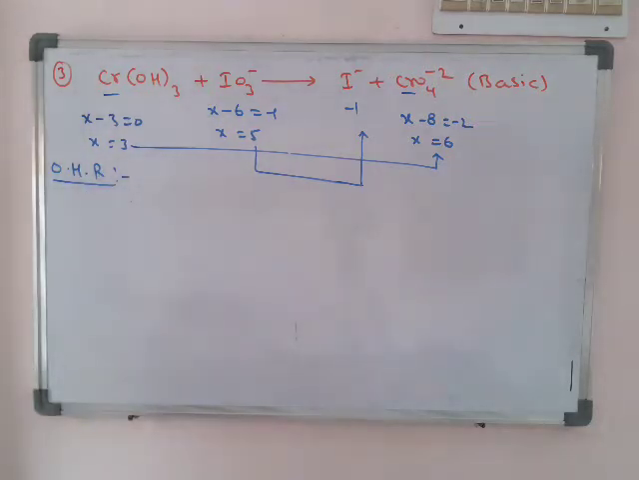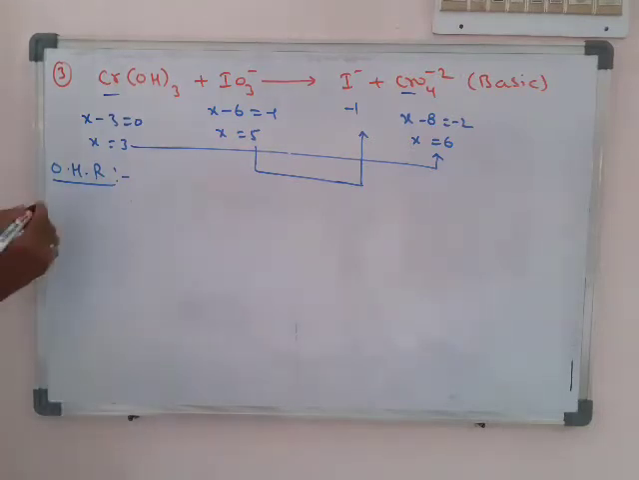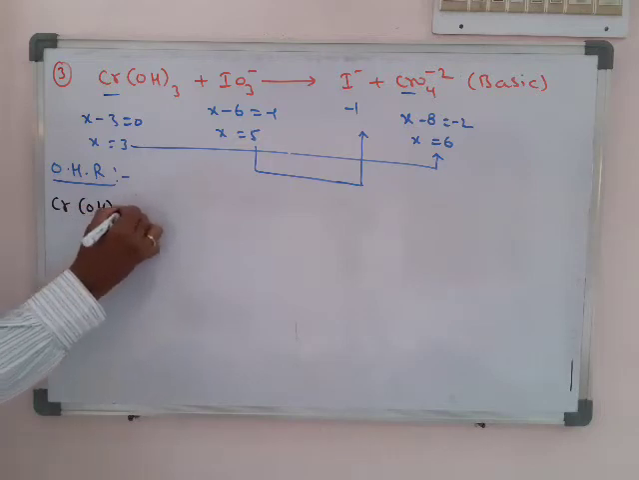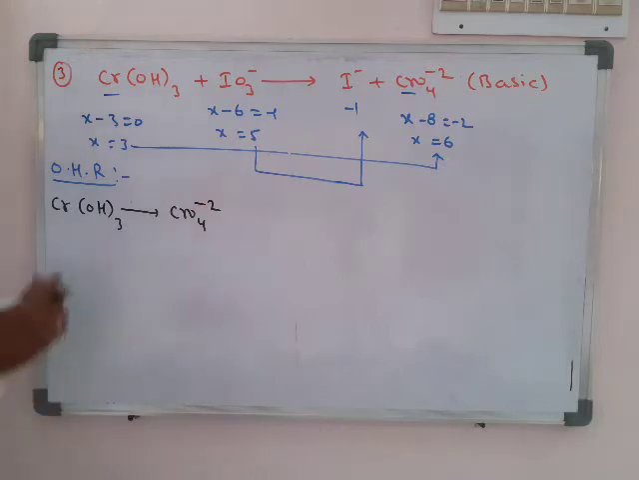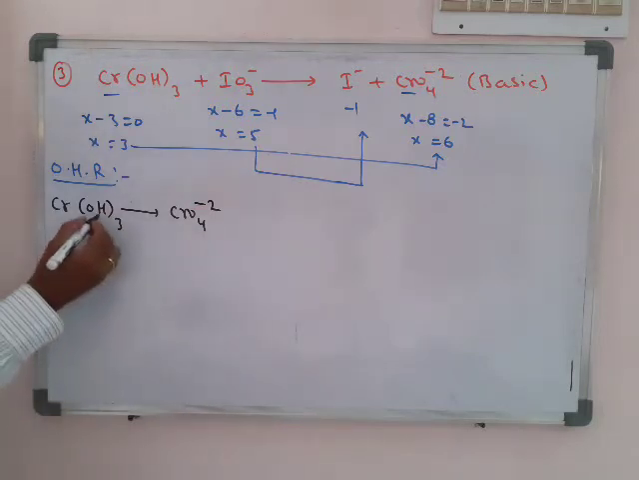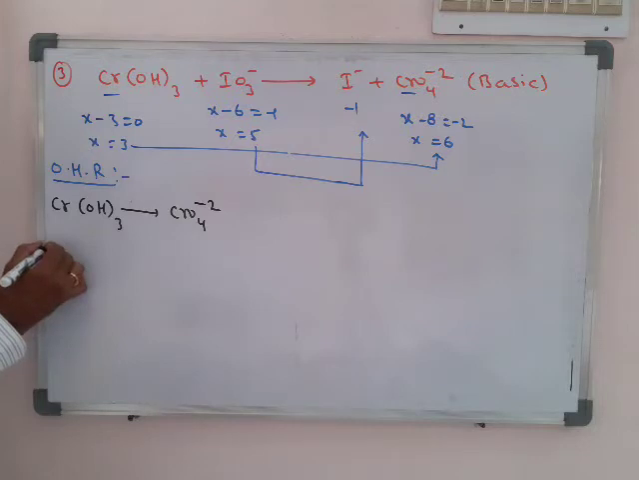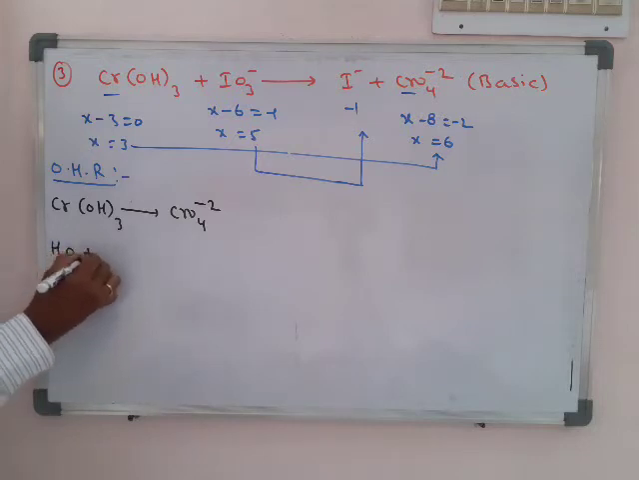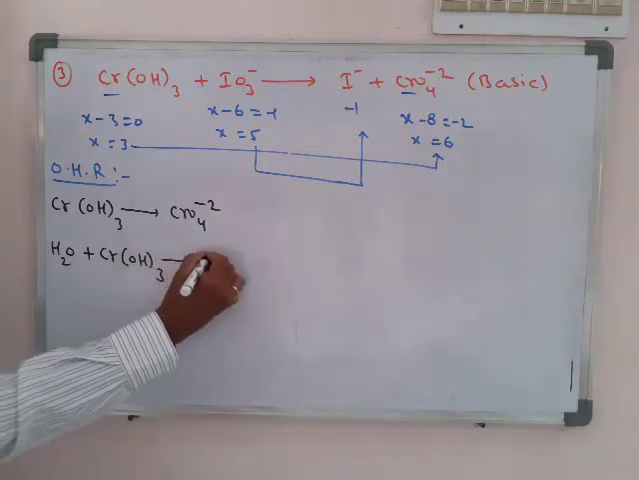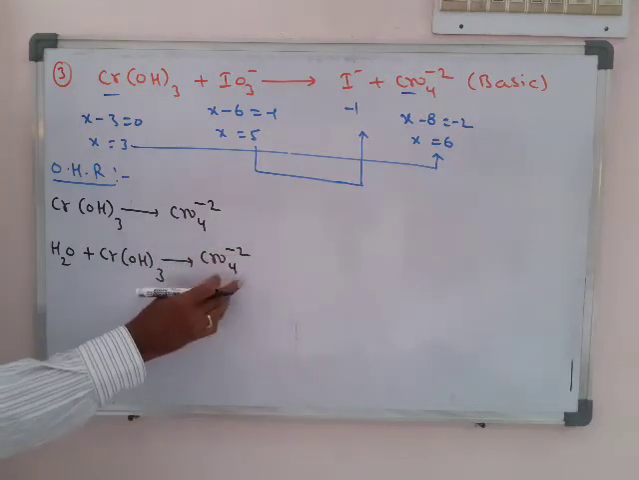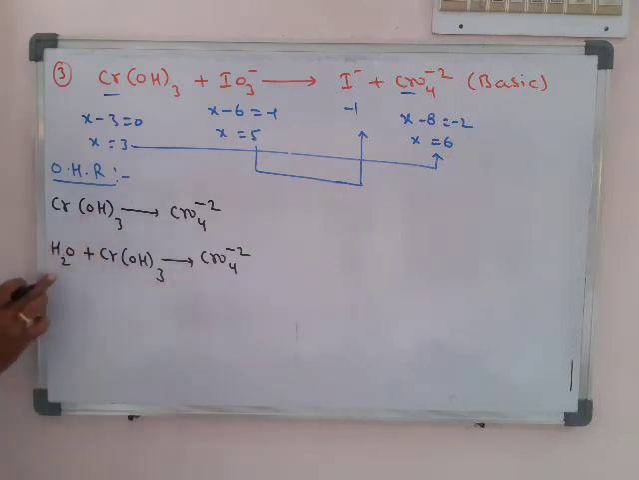Okay. So first write the reaction. What is the oxidation reaction? Chromium hydroxide changes to chromate. So 1 chromium, 1 chromium, no problem. 3 oxygens, 4 oxygens, 1 oxygen less, so we add 1 H2O. Here 4 oxygens, already 3 on the negative side, extra H2O addition. Now balance the hydrogens. 3 hydrogens, 2, 5 hydrogens.